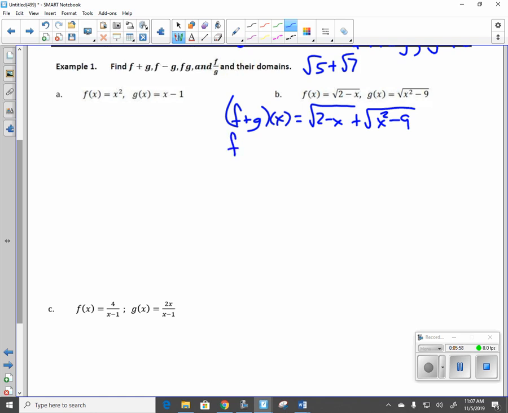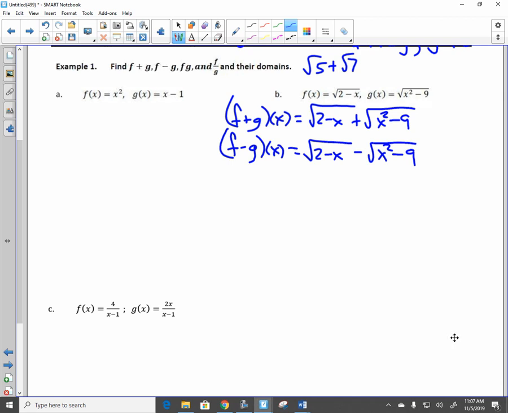And for the subtraction, you have square root of 2 minus x minus the square root of x squared minus 9. If I have the square root of 5 times the square root of 7, could I simplify that? Square root of 5 times square root of 7 is square root of 35. You can multiply them together.